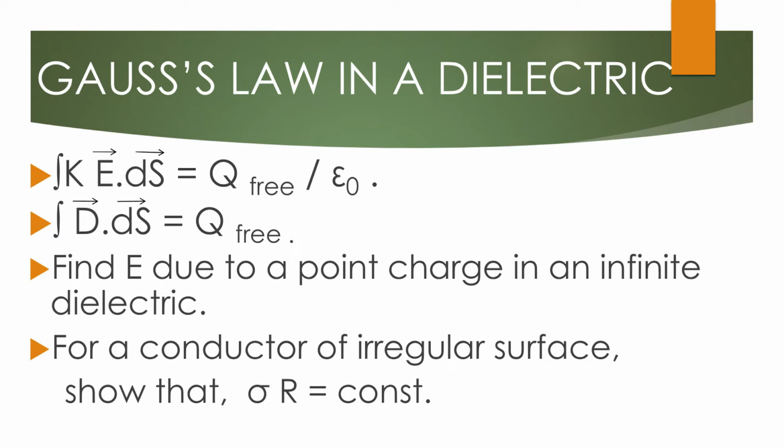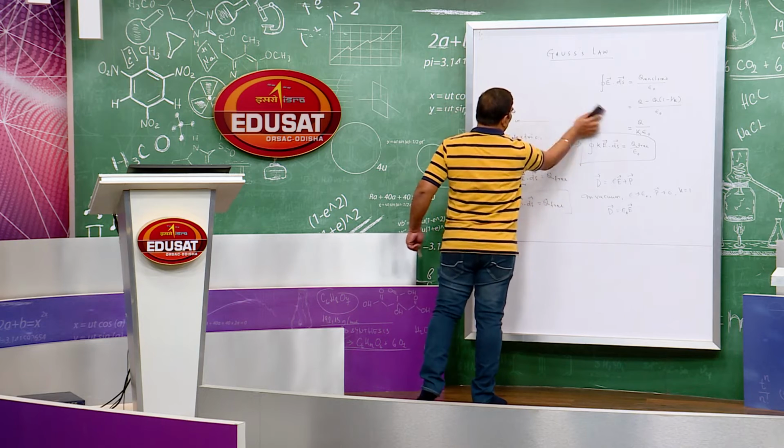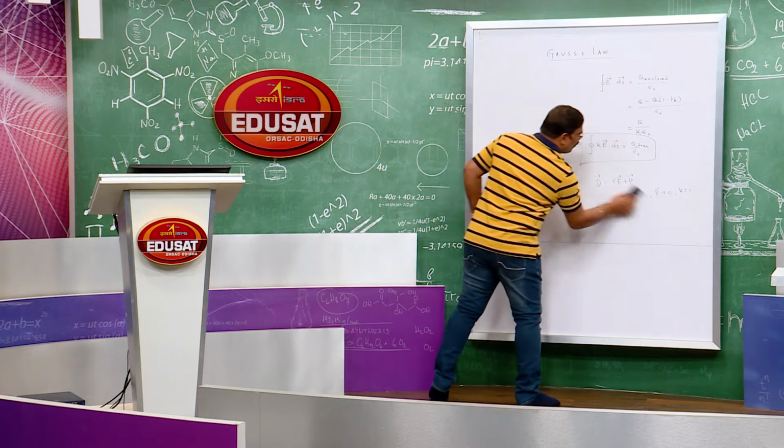So, this gives us a clear-cut concept of free charges and bound charges in conductors and insulators. If we are talking about charge enclosed, then we have to consider all the charges present inside the surface. But when we are talking about free charges, then there will be an additional term of k on the left side of the Gauss law. Now, using this concept of Gauss law in a dielectric, let us first find the electric field due to a point charge in an infinite dielectric.